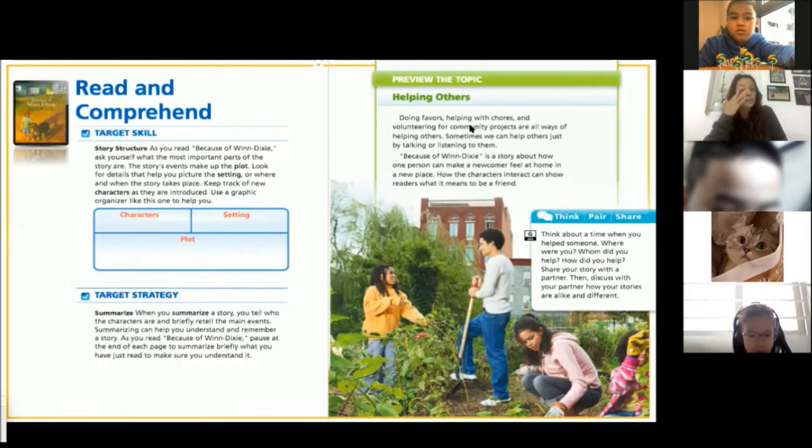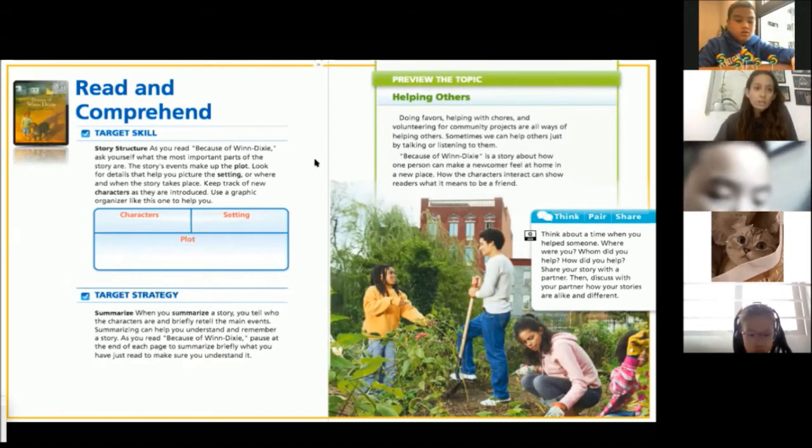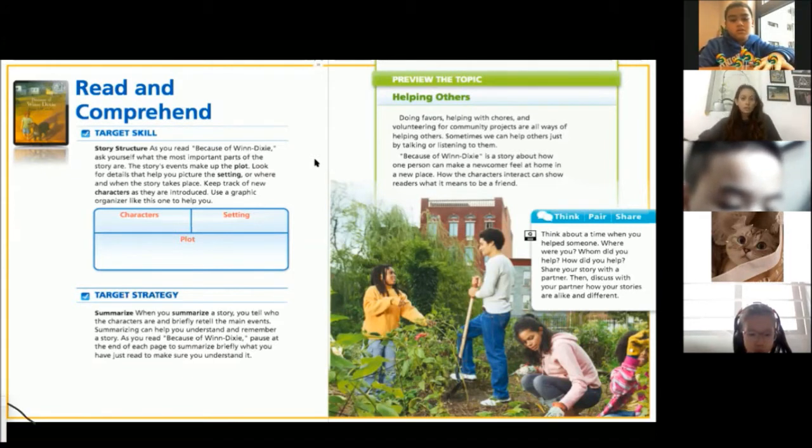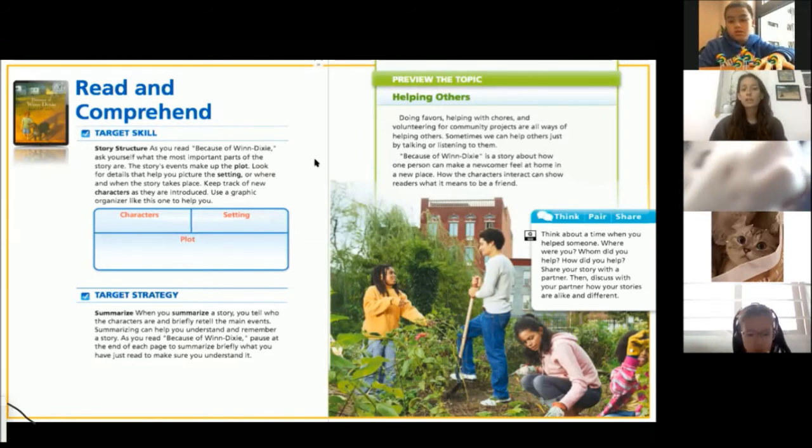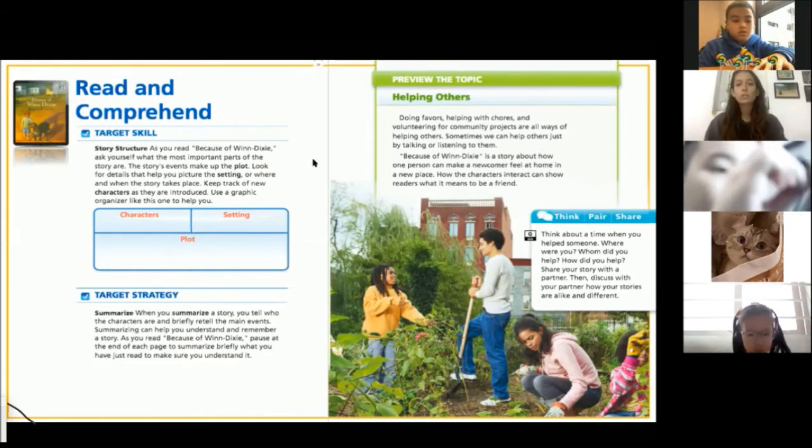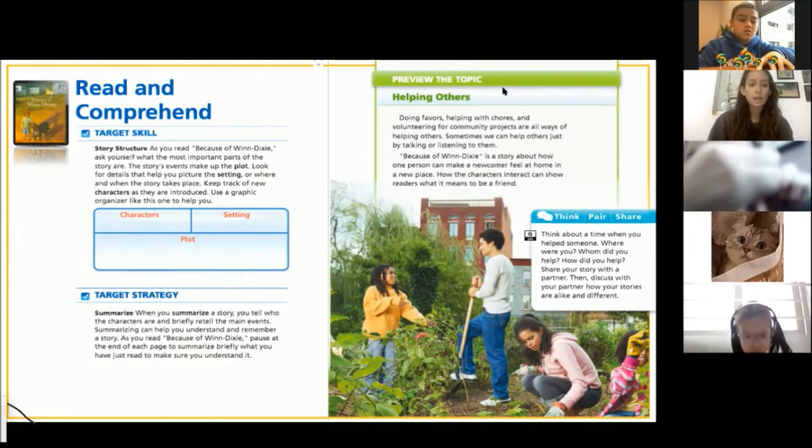Okay, so let's talk about story structure first. So as you read Because of Winn-Dixie, ask yourself what the most important parts of the story are. The story's events make up the plot. Look for details that help you picture the setting or where and when the story takes place. Keep track of new characters as they are introduced. You can use a graphic organizer like this one to help you.